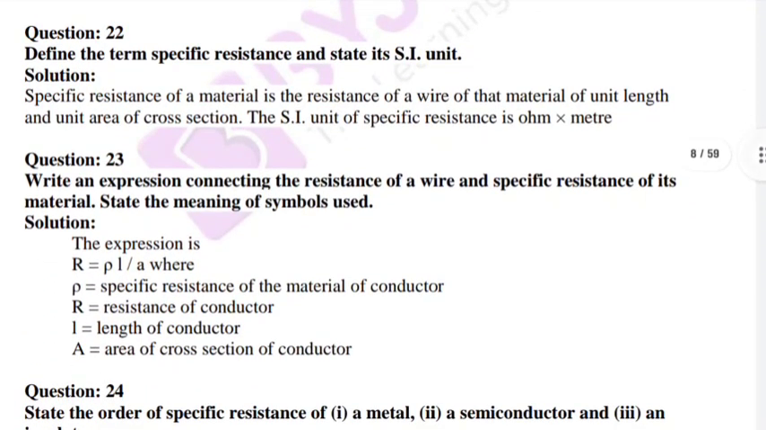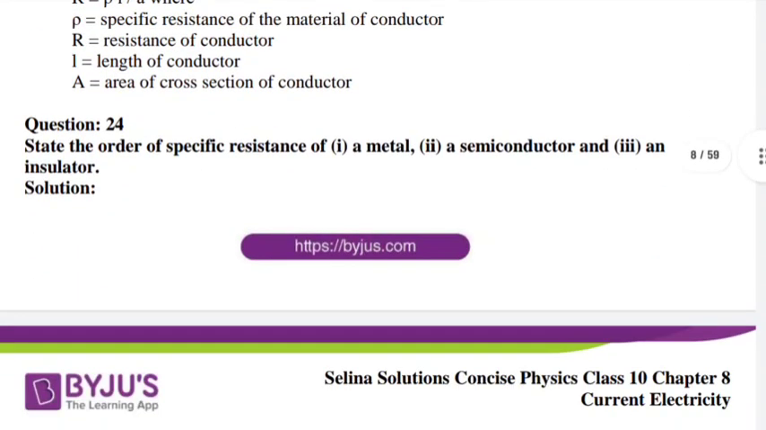Question number 22. Define the term specific resistance and its SI unit. This question is very important. State the meaning of the symbol used. The expression is R = ρ L / A, where ρ is the specific resistance of the material of a conductor, R is the resistance of the conductor, L is the length of the conductor, and A is the area of cross section of the conductor.